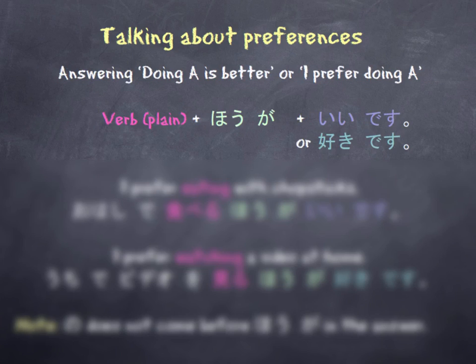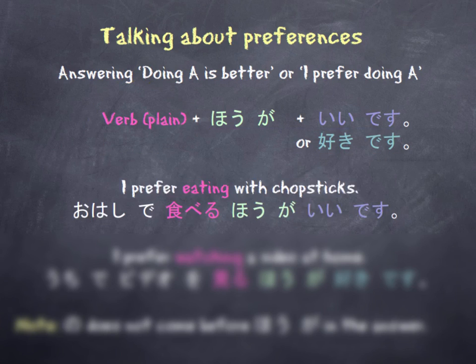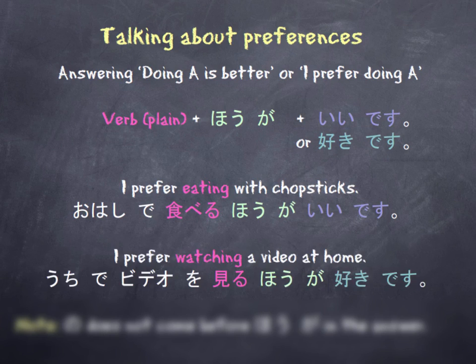So on our second slide, we can see how to answer the question from the first slide by stating that you prefer A over B and so on. So we take our preferred activity and keep the verb in its plain form and then finish with 方がいいです or 方が好きです. For example, if we prefer eating with chopsticks, we can say お箸で食べる方がいいです.